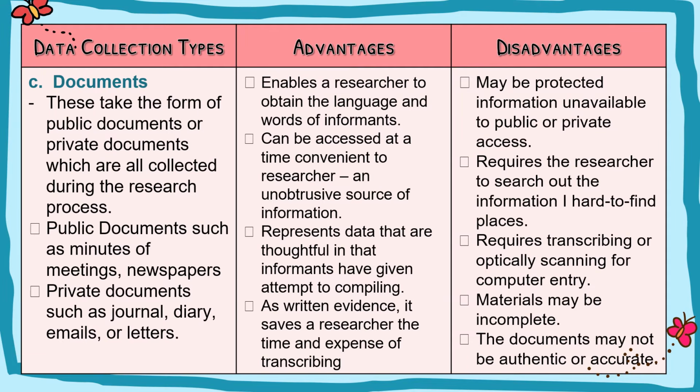Third, we have documents. These take the form of public documents or private documents which are all collected during the research process. Public documents include the minutes of the meetings or newspapers, while the private documents include the journal, diary, emails, or letters. Presented here are the different advantages and disadvantages of document as a data collection method.